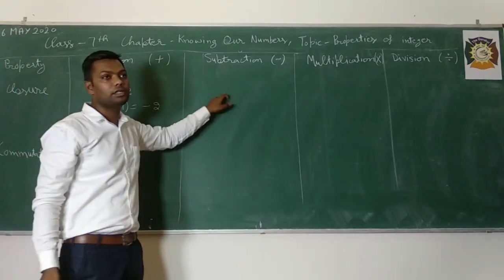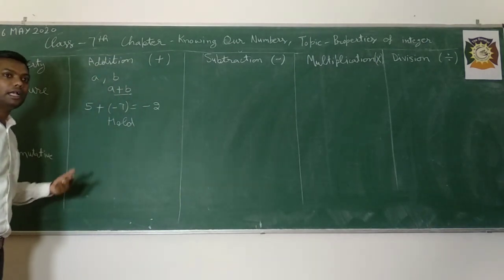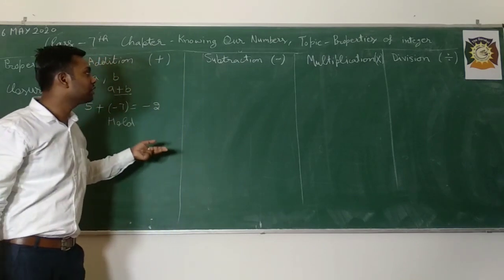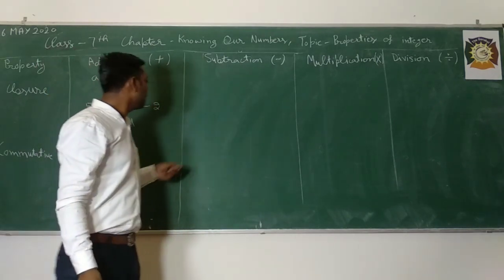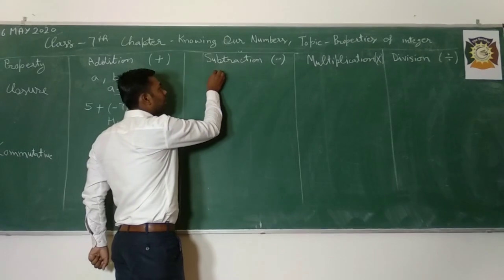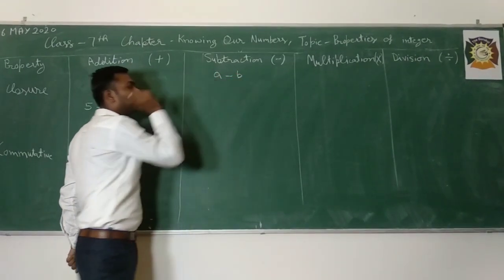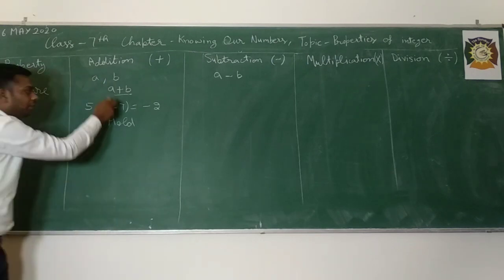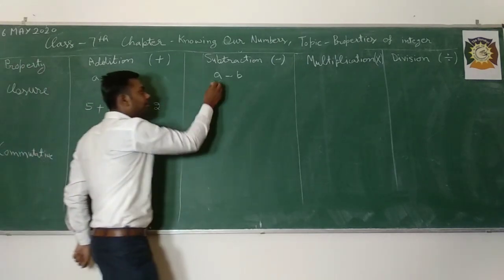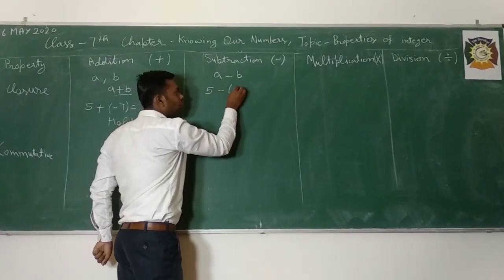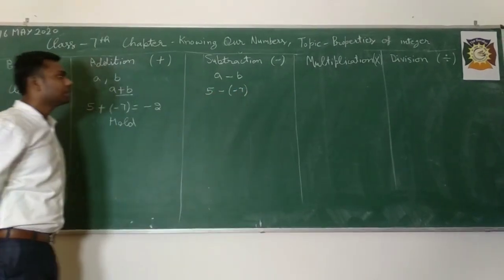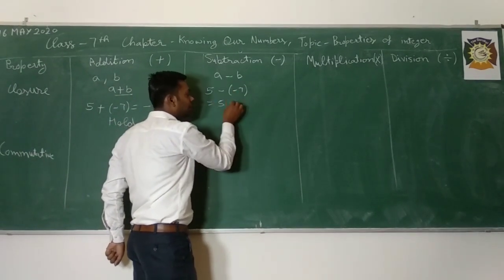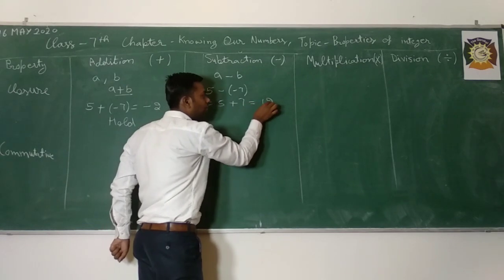Next we go to subtraction. Same thing, we take two integers and then subtract them. After subtraction, if we get an integer, then we say that the closure property holds. Let's consider the same. a and b are integers and we have to subtract them. So take a equal to 5 and b equal to minus 7. Subtract it, what do we get? 5 minus minus 7, that is 5 plus 7, equal to 12.